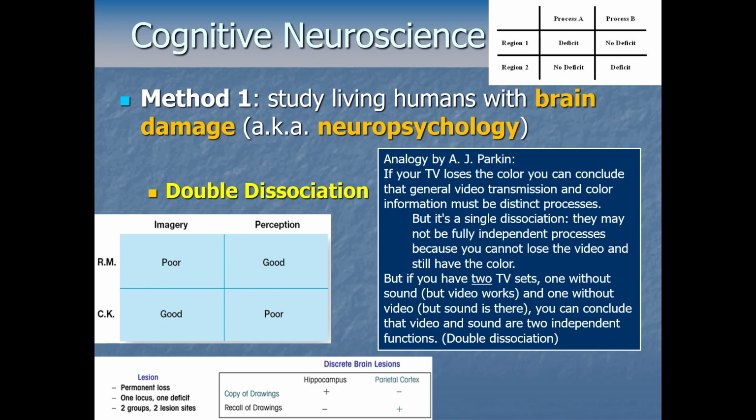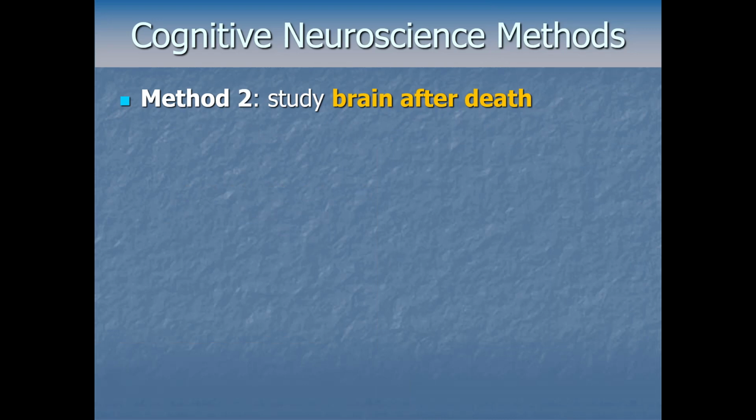At any rate, neuropsychology is studying people with brain damage. It's only one type of cognitive neuroscience method. Like I've said here, it's method one. So another method would be studying someone's brain after they're dead.